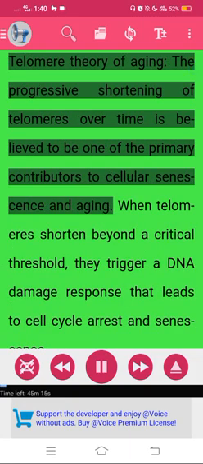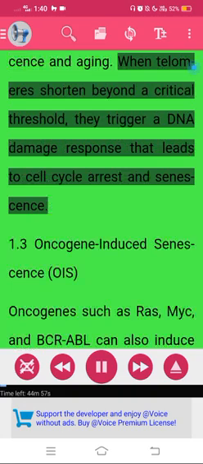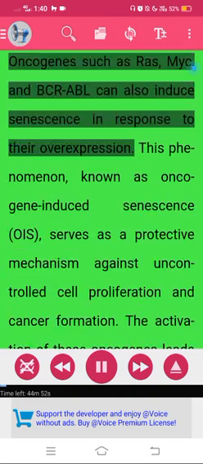Telomere theory of aging. The progressive shortening of telomeres over time is believed to be one of the primary contributors to cellular senescence and aging. When telomeres shorten beyond a critical threshold, they trigger a DNA damage response that leads to cell cycle arrest and senescence. 1.3 Oncogene-induced senescence (OIS).